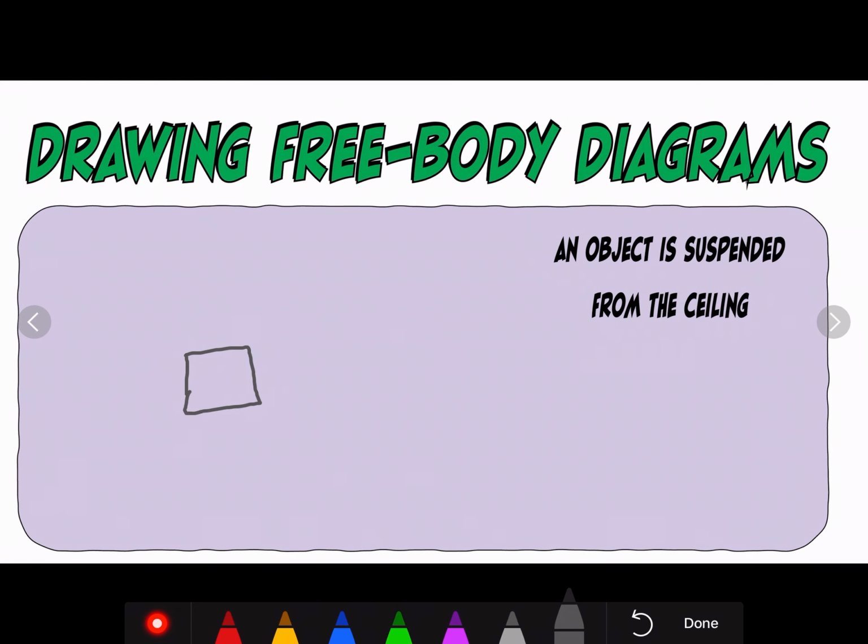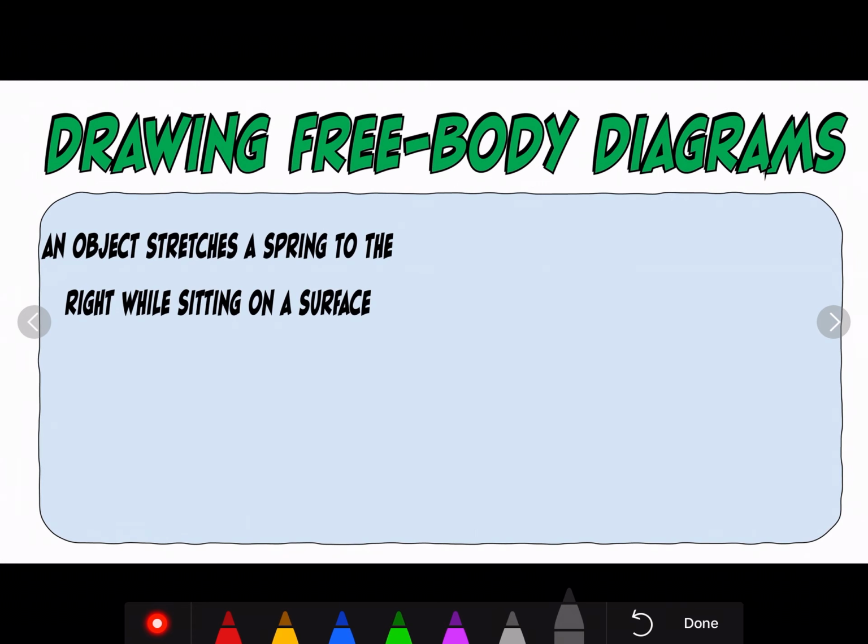An object is suspended from the ceiling. So we draw our object. The first force is gravity, going down. But since it's not falling, there's another force, which is going up, and that's tension. And so since the object isn't falling, those two forces are equal in magnitude.